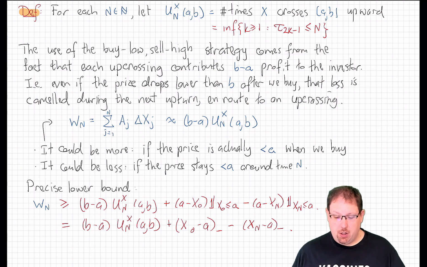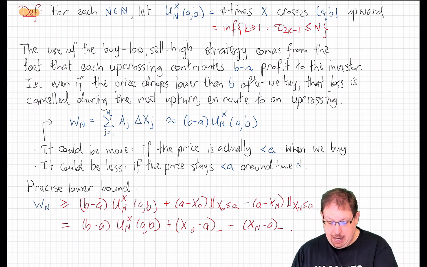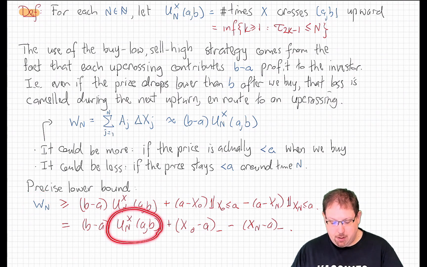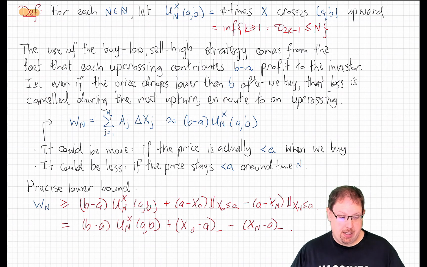So that's about all I want to say right now about using this particular betting strategy in order to make a profit. But now I'm going to turn this on its head and use this bound in order to say something extremely powerful about how many upcrossings we should expect our submartingale to have.